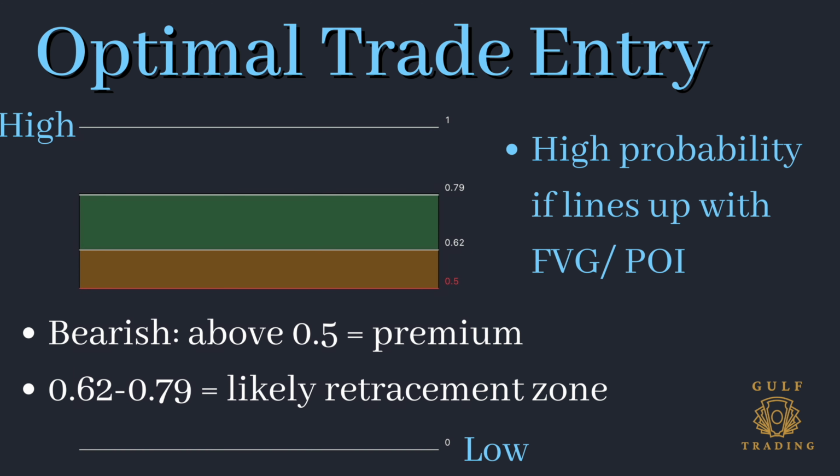For a bearish entry, the setup is very similar. You're just looking above the 0.5 level for the premium entries, and then again, ideally within the 0.62 to 0.79 range, to give you even higher probability. And again, looking for it to line up with a fair value gap or your POI, whatever it is.